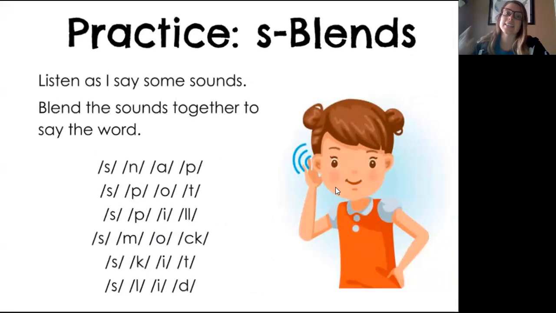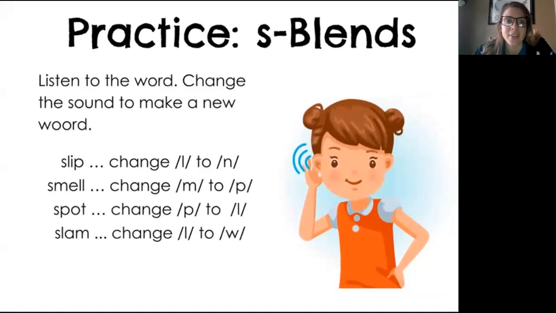All right, listen as I say some sounds and then you say the word. Ready? S-n-a-p. What's the word? Snap. S-p-a-t. Spot. S-p-i-l. Spill. S-m-a-k. Smock. Sk-it. Skit. And the last one, sk-id. Skid.